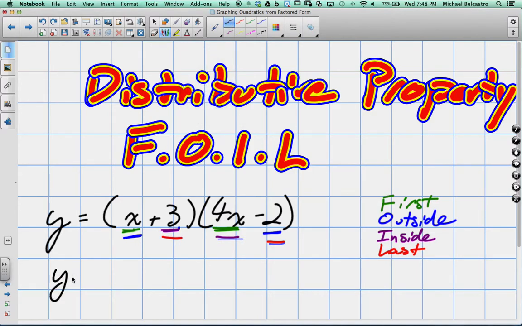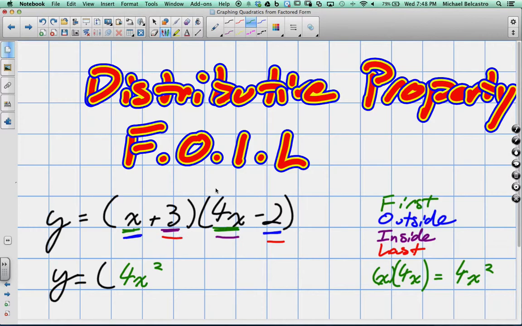So let's go through this idea, though. x times 4x, okay? And we'll do each of these on the side. Those are our first terms. So what would x times 4x be? Do you know? Is it 4x squared? That's exactly right, 4x squared. So I'm going to write that in. That would be my 4x squared, okay?